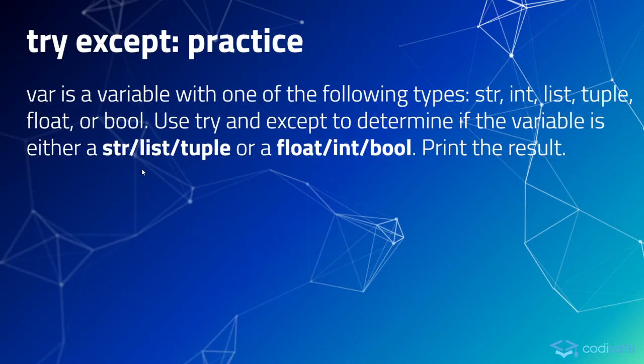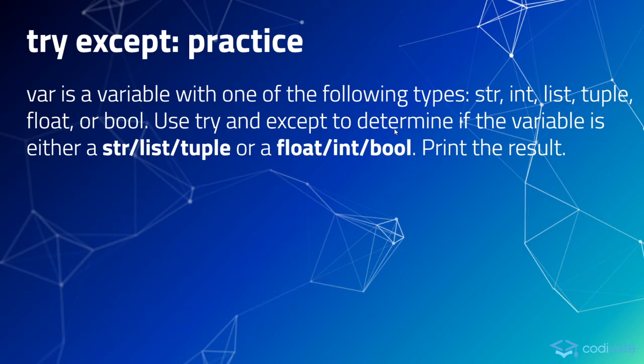Alright, let's get some practice with the concept. Let's say we have a variable var. It is one of the following types: string, integer, list, tuple, float, or Boolean. Now use try and except to find out if the variable is in either this group, which is string, list, or tuple, or this group, float, int, or bool.